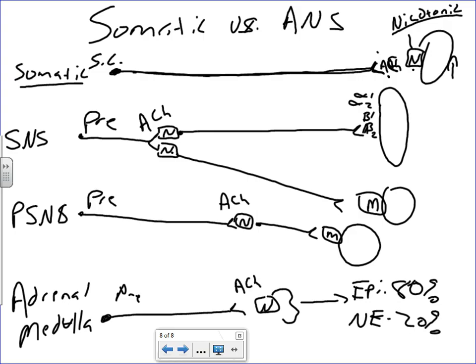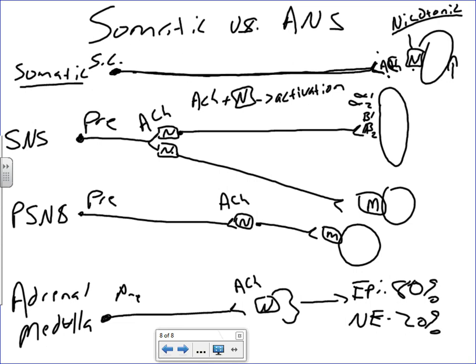So what's the pattern you're noticing here? Acetylcholine plus a nicotinic receptor equals activation.